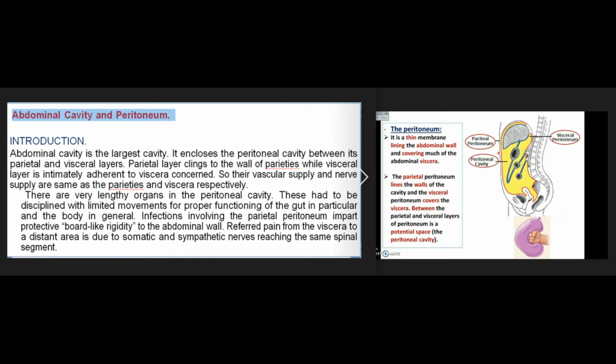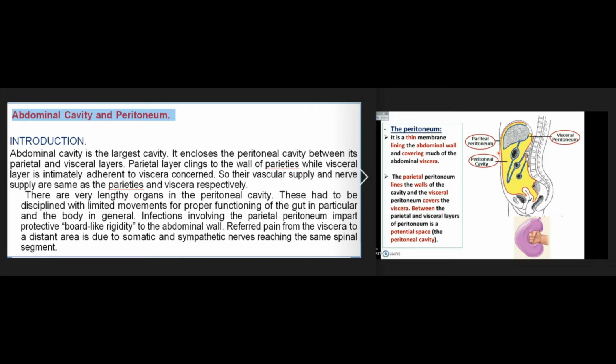Abdominal cavity and peritoneum. Introduction. Abdominal cavity is the largest cavity. It encloses the peritoneal cavity between its parietal and visceral layers. Parietal layer clings to the wall of parietes while visceral layer is intimately adherent to viscera concerned. So their vascular supply and nerve supply are same as the parietes and viscera respectively.